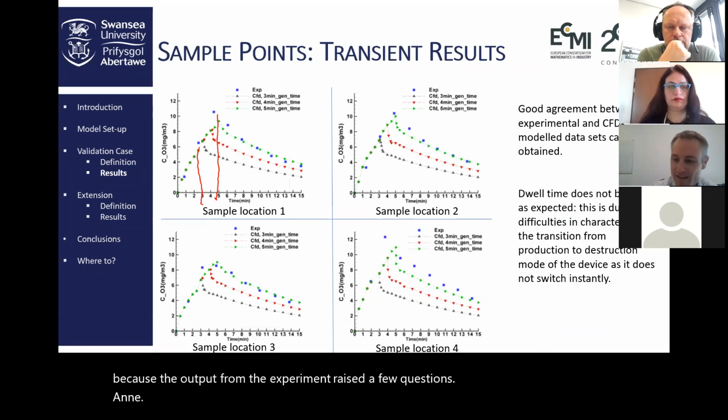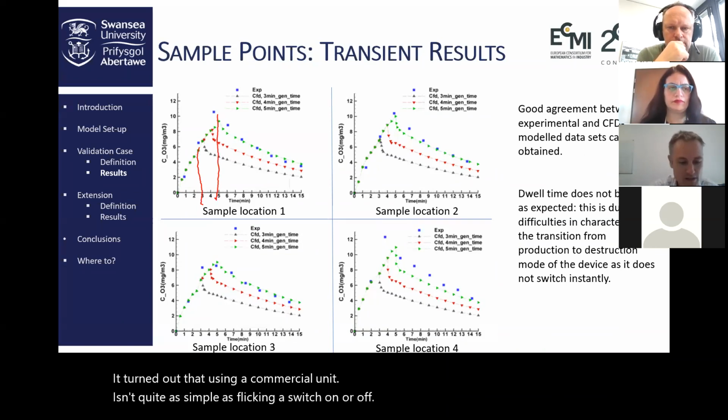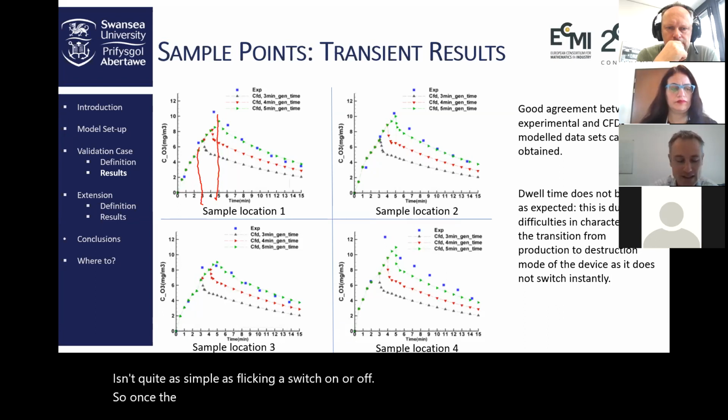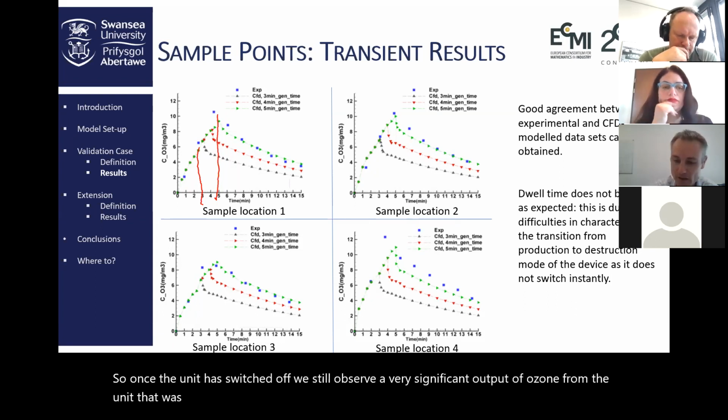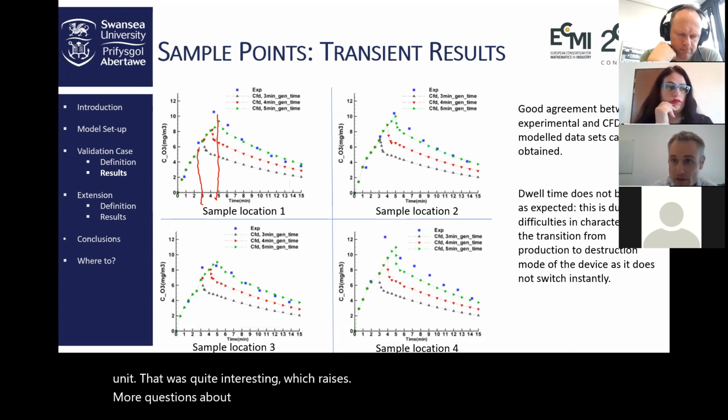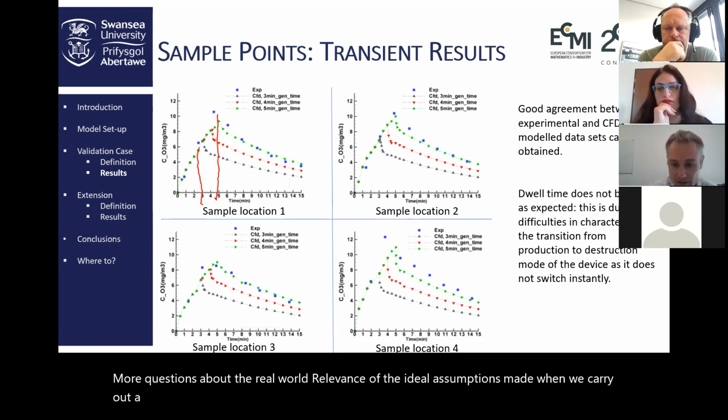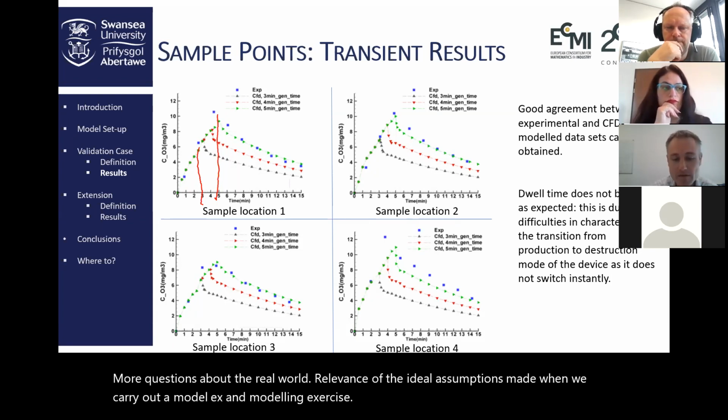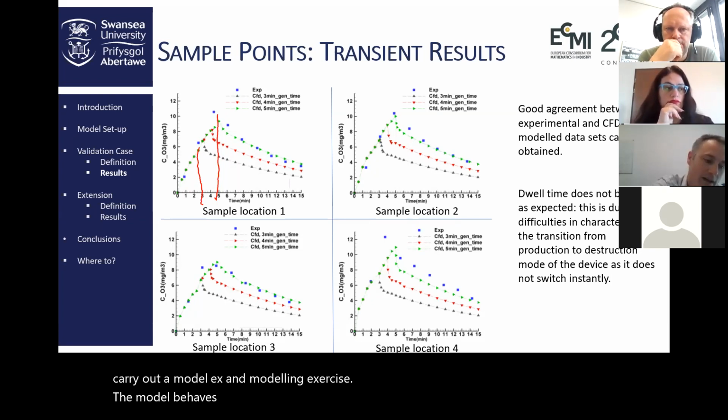It turned out that using a commercial unit isn't quite as simple as flicking a switch on or off. So once the unit is switched off, we still observe a very significant output of ozone from the unit. That was quite interesting, which raises more questions about the real-world relevance of the ideal assumptions made when we carry out a modeling exercise. The model behaves really well in the parts where we've got the rising front of degeneration.